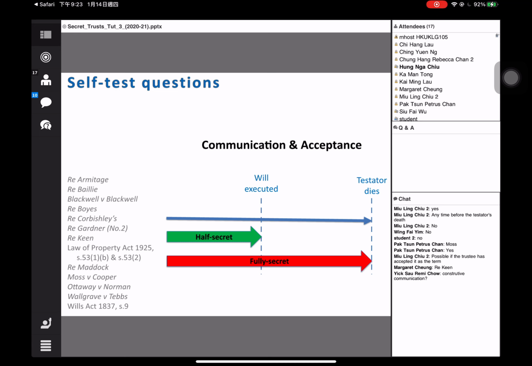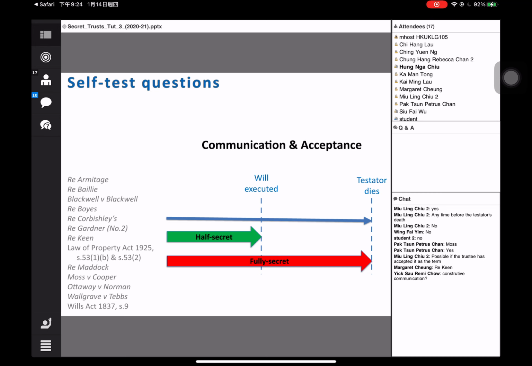Now, Re Gardner number 2 is a bit of a strange case, and it's not supported by the law of trust generally or probate law. It is a controversial case, and it has been criticized. Let me give you, first of all, the general position. The general position is if a secret beneficiary dies before the testator, then the trust will fail.